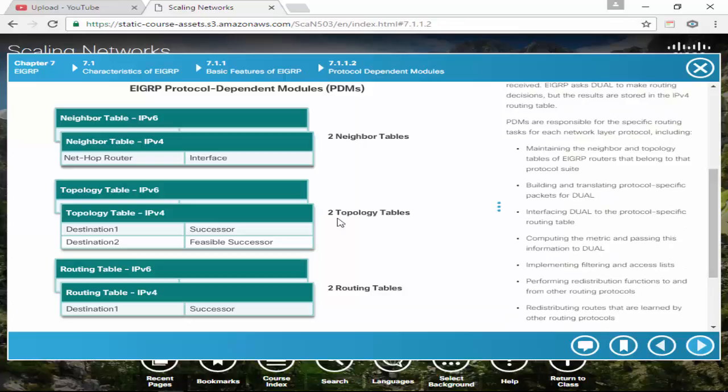Specifically, the main thing he talks about here is this DUAL, which is the algorithm, remember. So it says basically each PDM will run its own little DUAL, and so we don't have to worry about IP version 6 failing and taking down IP version 4. It all makes sense in my opinion, but yeah, each PDM is going to have a neighbor table, okay, and all that.